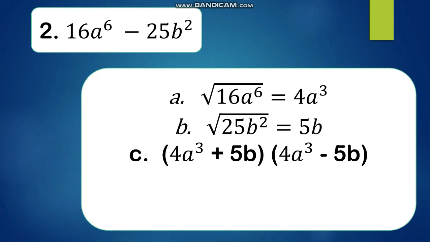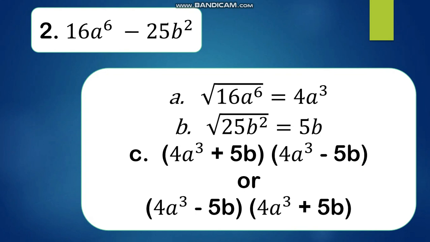Lastly, write the roots as the sum and difference of two terms. Therefore, the factors are 4a cubed plus 5b and 4a cubed minus 5b, or 4a cubed minus 5b times 4a cubed plus 5b by commutative property of multiplication.